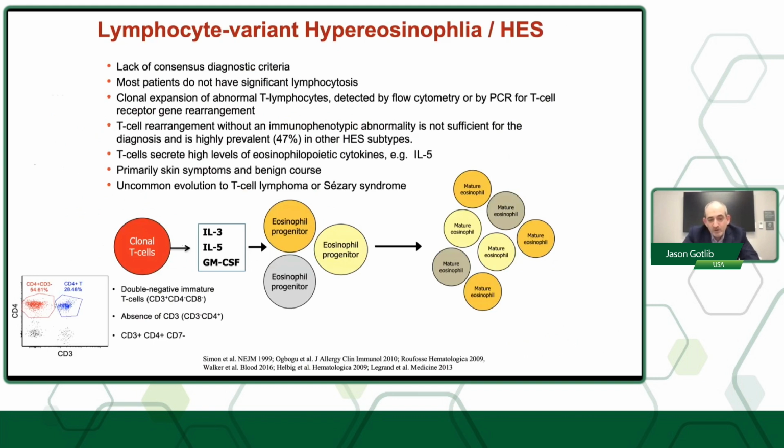These lymphocytes are abnormal by flow immunophenotyping. For example, they may have double negative immature T cells that are CD4 negative, CD8 negative, but CD3 positive, or have absence of CD3 or absence of CD7. These patients typically have a benign course, typically present with skin disease, and what's driving their eosinophilia is that these abnormal T lymphocytes secrete eosinophilic cytokines such as IL-3, IL-5, and GM-CSF to produce the eosinophilia.